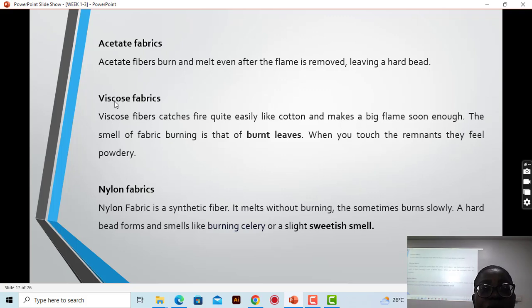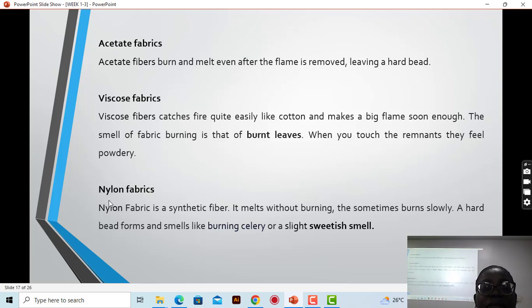Okay. Now let's go to viscose fabrics. We've been hearing viscose rayon, viscose rayon. Whatever, what is it? Let's look at viscose fabric itself. Viscose fibers catch fire quite easily like cotton and make a big flame soon enough, like you've poured petrol on it. The smell of the fabric burning is that of burnt leaves. This is also a natural fiber, actually. When you touch the remnants, they feel powdery.